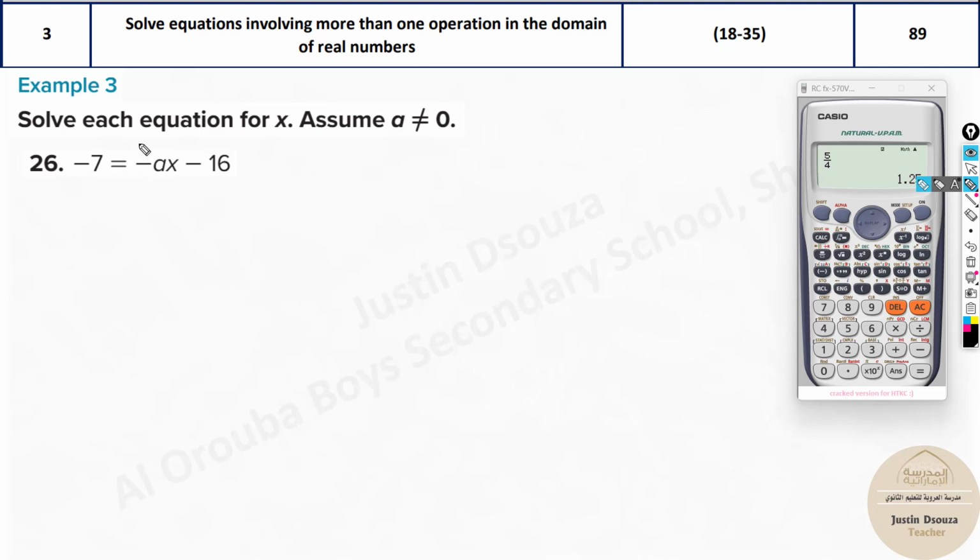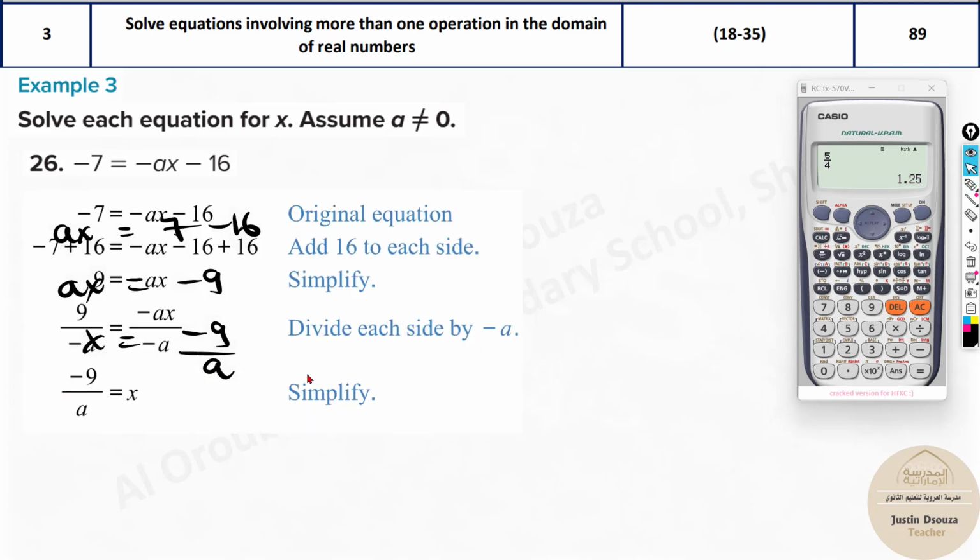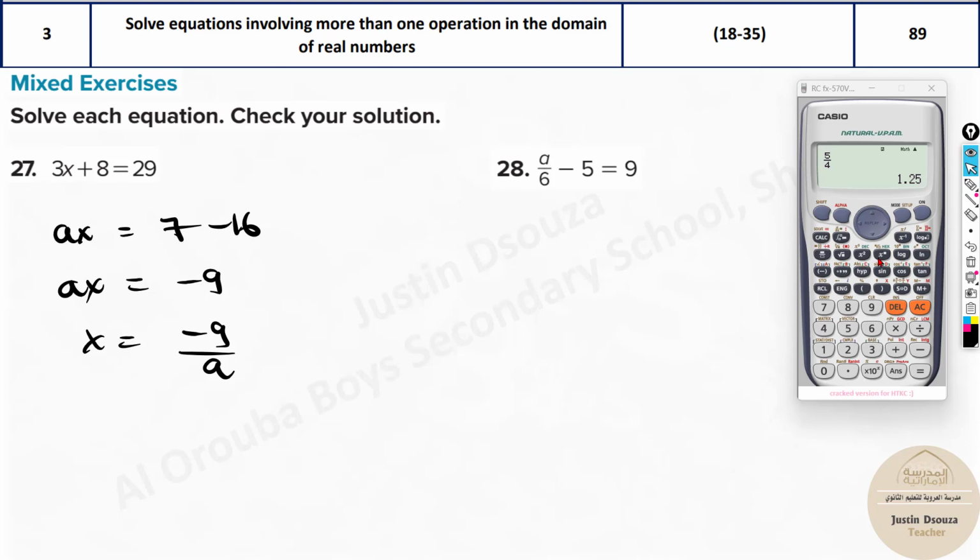Take this minus ax to the other side, because our intention is to make this positive. So negative 7 to the other side becomes positive 7 minus 16. The answer is negative 9 ax. So x will be equal to negative 9 by a. That would be our final answer. And same thing over here, you can try.